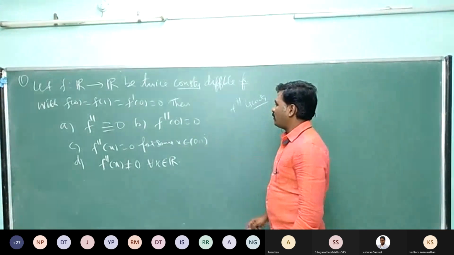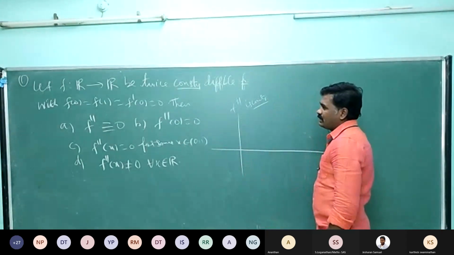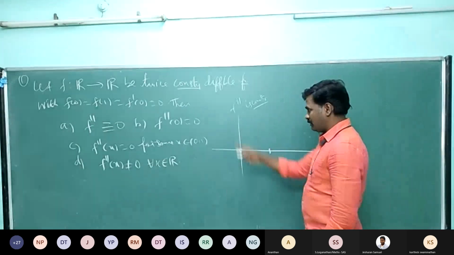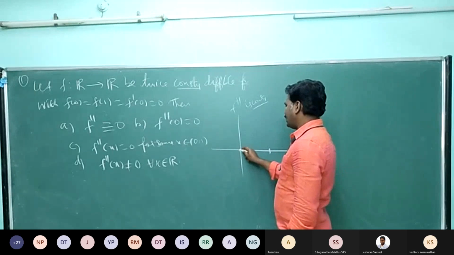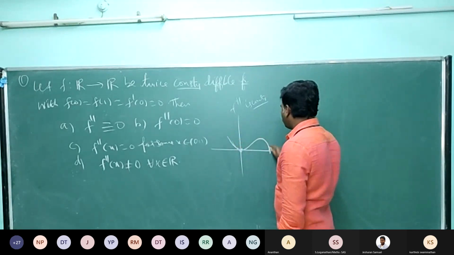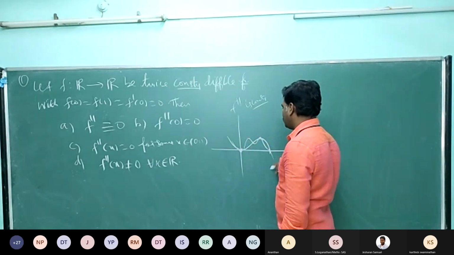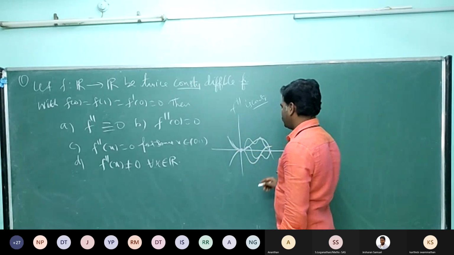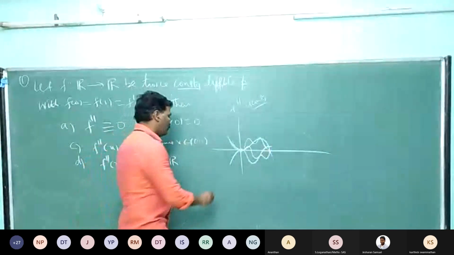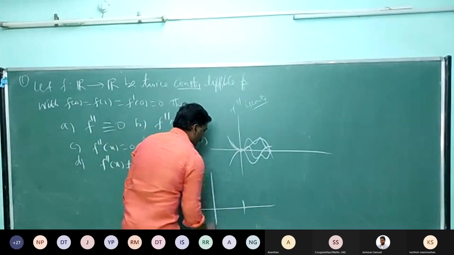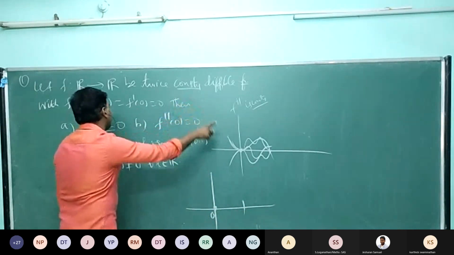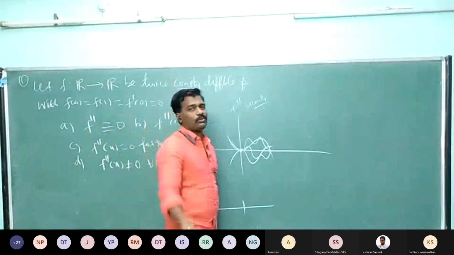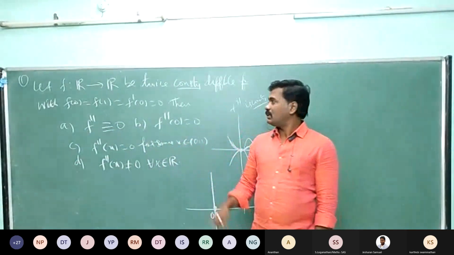Then with f having this property: f is a twice continuously differentiable function with f of 0 equal to 0 and f of 1 also 0, and f prime of 0 also 0. So the curve may be passing through like this, or maybe like this, or maybe like this. Just wait, I will tell you. Please try to understand the geometry. Zero is one of the roots, one is also one of the roots, and zero is a root of the derivative, which means zero is a twice root. Zero is a two-times root of f.